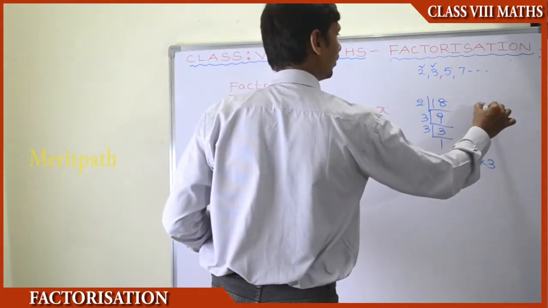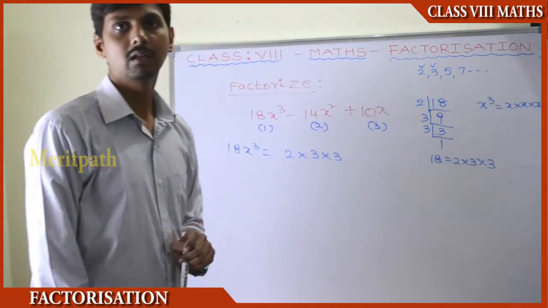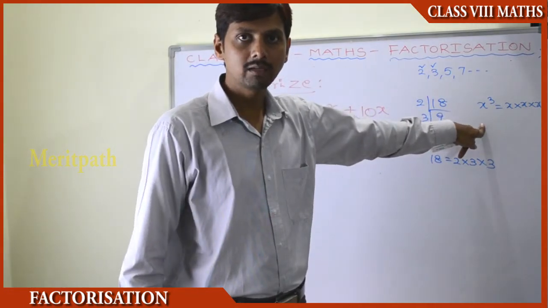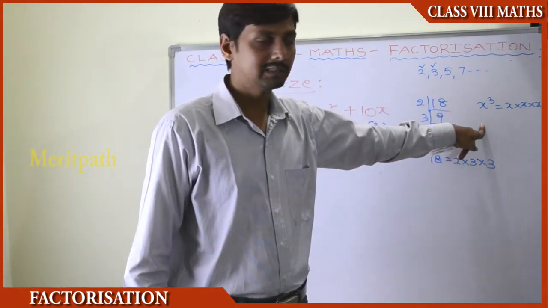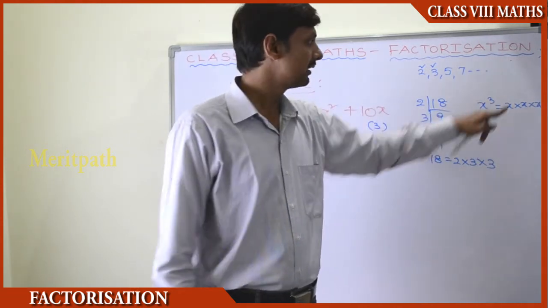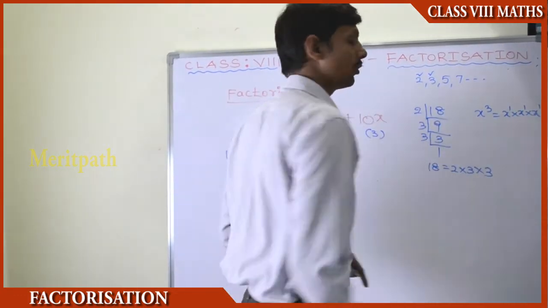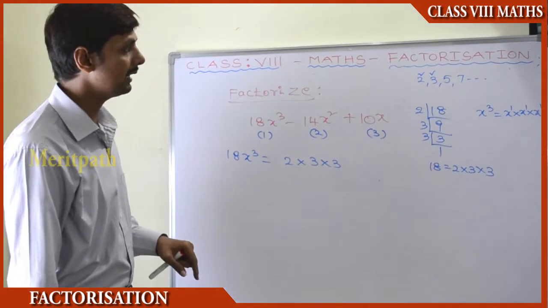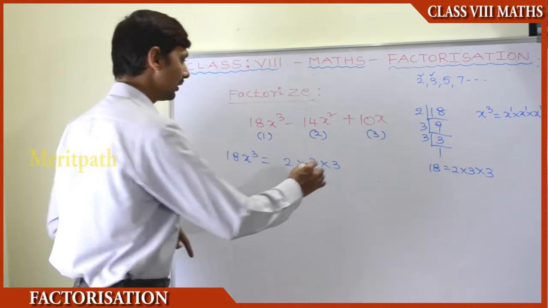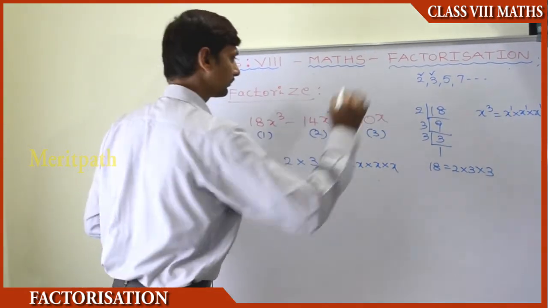So x cube is equal to x into x into x. We have learned the rule of powers, a power m into a power n, in exponents and powers: a power m into a power n is a power m plus n. Similarly, here we added the exponents of this variable, so 1 plus 1 plus 1 is 3. So x cube can be written as x into x into x. So let's write this x cube as x into x into x.